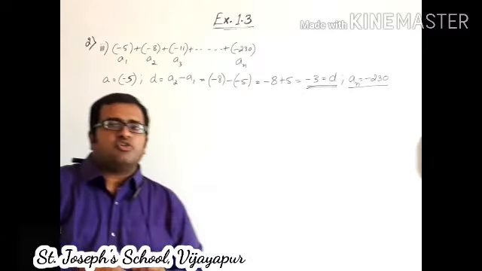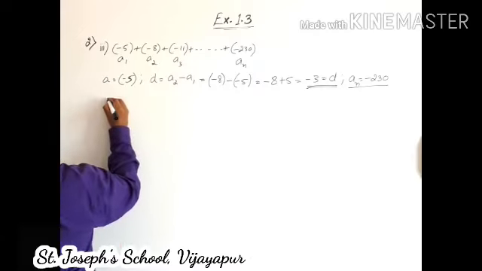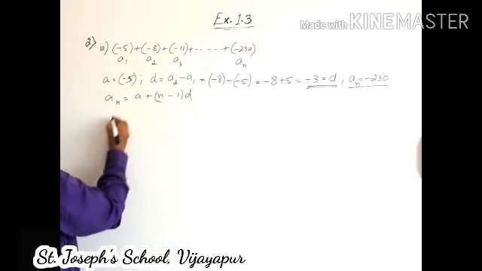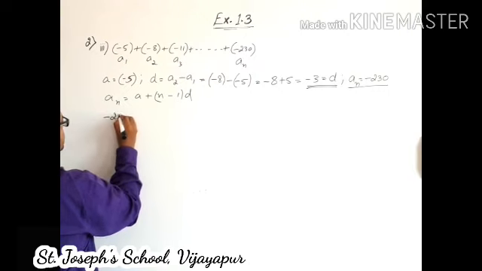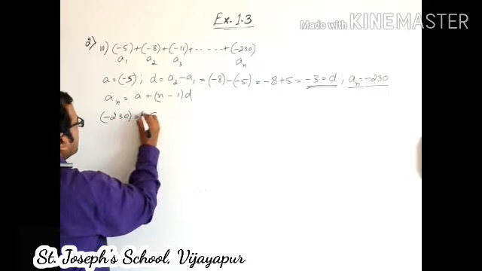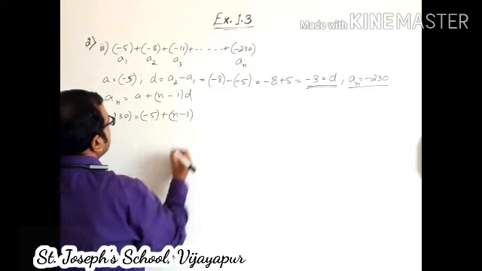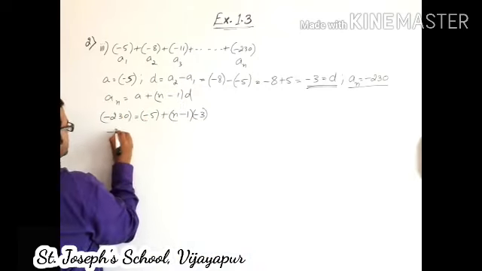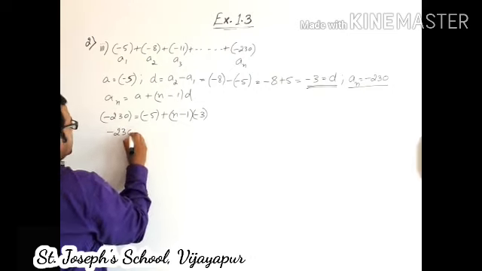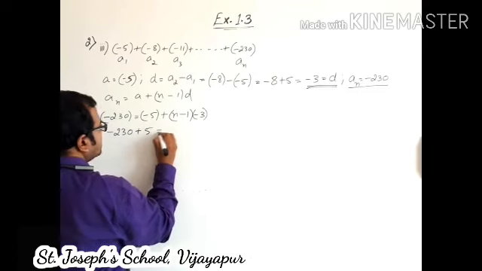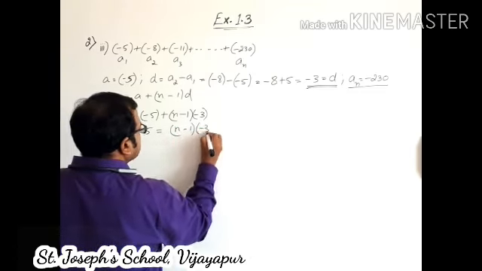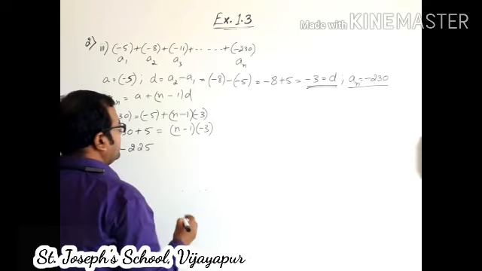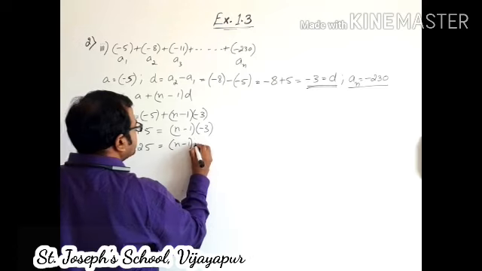So these are the things we know. In the same way how we solved sub questions 1 and 2, we will follow the same protocol. AN is equal to A plus N minus 1 into D. So AN, minus 230, is equal to minus 5 plus N we don't know, into D, we have found D as minus 3. Don't forget the brackets. Now minus 230, minus 5 comes to the other side, becomes plus 5, is equal to N minus 1 into minus 3. Minus 230 plus 5 is minus 225, which is equal to N minus 1 into minus 3.